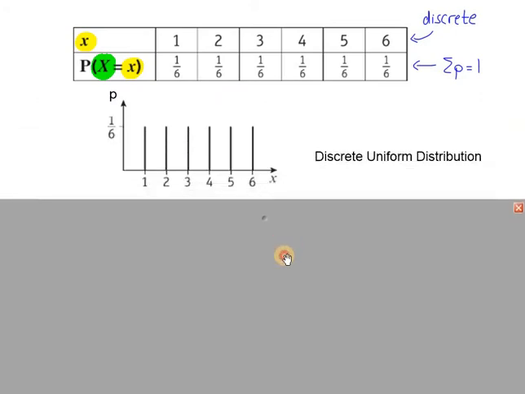We can represent this graphically. So X is a discrete random variable, and these are the values that it can take, and because the dice is fair we can see a uniform distribution. So we have probability against the outcomes of X.